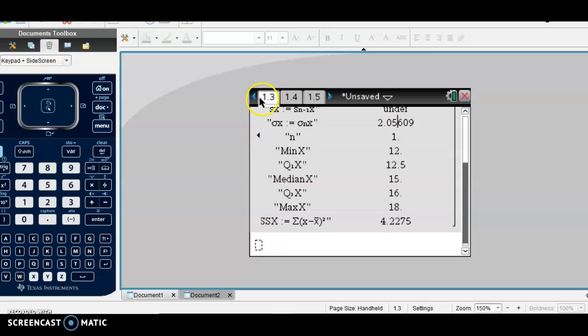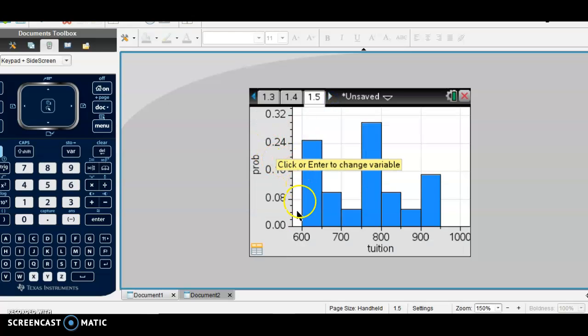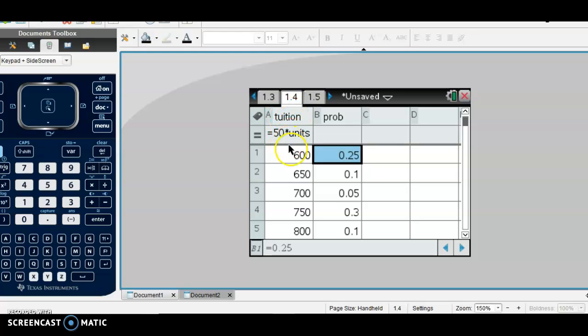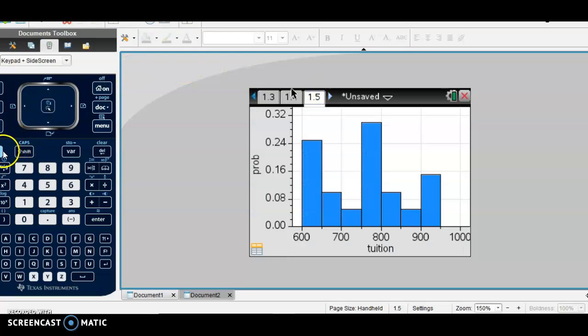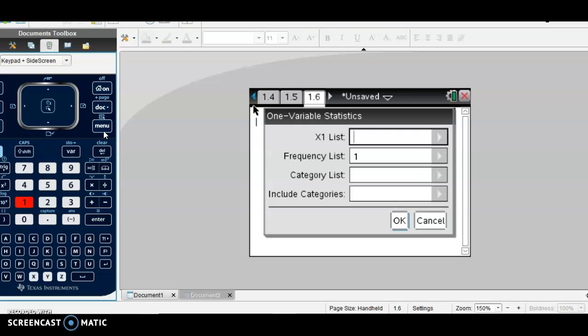If I toggle back and forth between my histograms, here's histogram 1. We mentioned it was trimodal, with a hump on the left, a big hump on the right, and one in the middle. And if I go to my new histogram, it has the exact same shape. So you see that multiplying the units by 50 is not affecting the shape. And that's really the first takeaway from 6.2: multiplying by a constant will not affect the shape of the distribution. Well, what about center? What about spread? If I do another one-variable statistics, let's see what happens to center and spread. So now my X is tuition. My frequency is still probability.